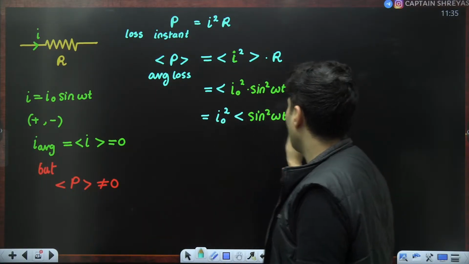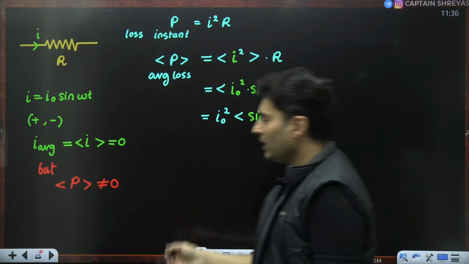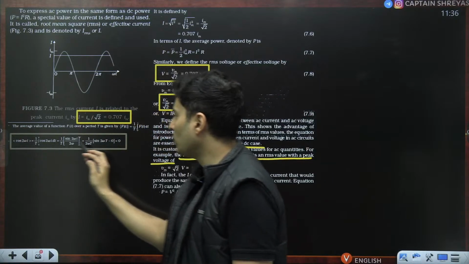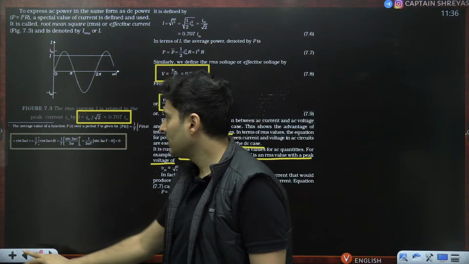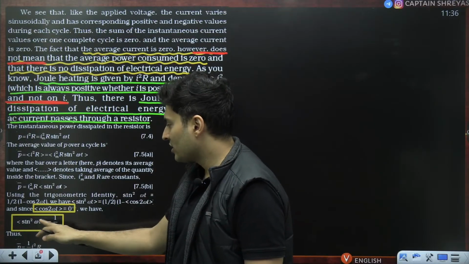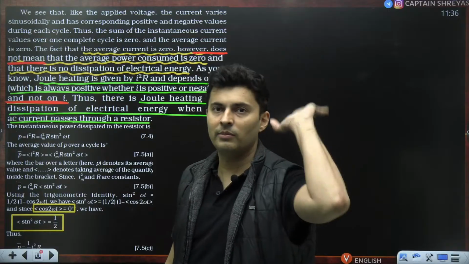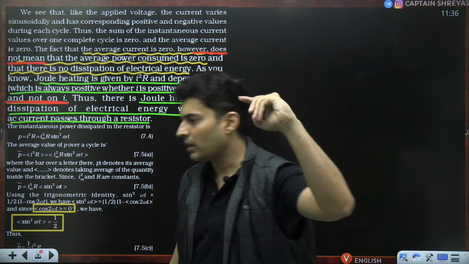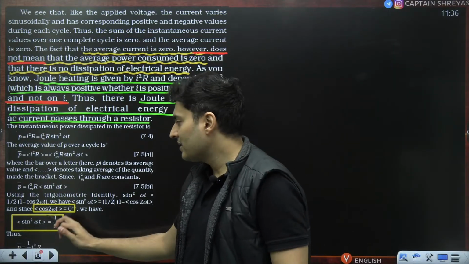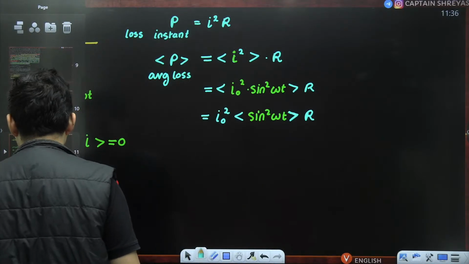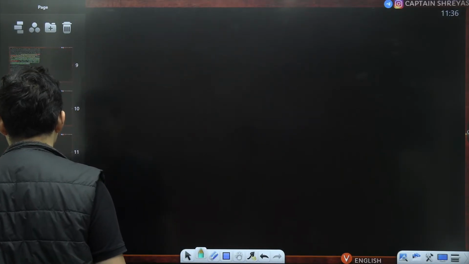Now, you will be like, sir, what is the average of sine square? This is what they have mentioned in the footnote. Cos 2 omega t's average is 0, and sine square omega t's average is half. You have to remember this. Remember this for every problem. Sine square, cos square, remember this. I will write it down for you, what and all you are supposed to remember also.